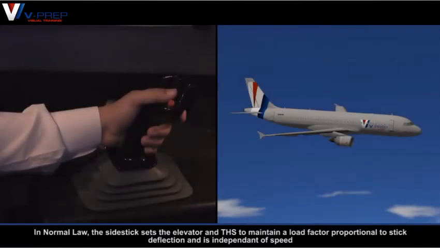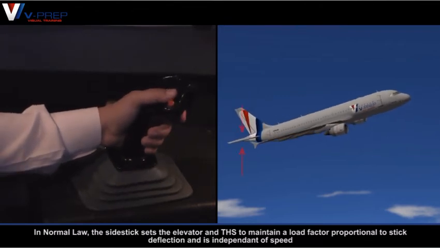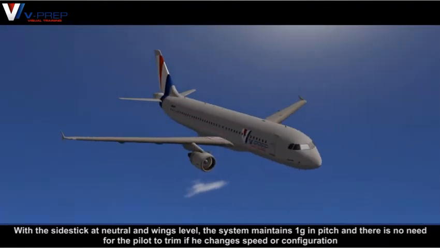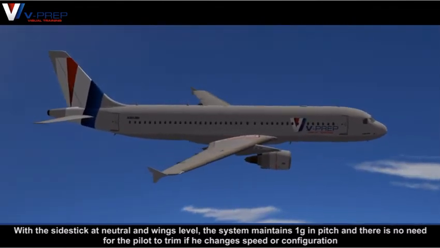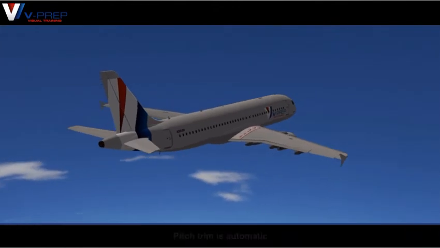Flight mode. In normal law, the side stick sets the elevator and THS to maintain a load factor proportional to stick deflection and is independent of speed. With the side stick at neutral and wings level, the system maintains 1 G in pitch, and there is no need for the pilot to trim if he changes speed or configuration. Pitch trim is automatic.